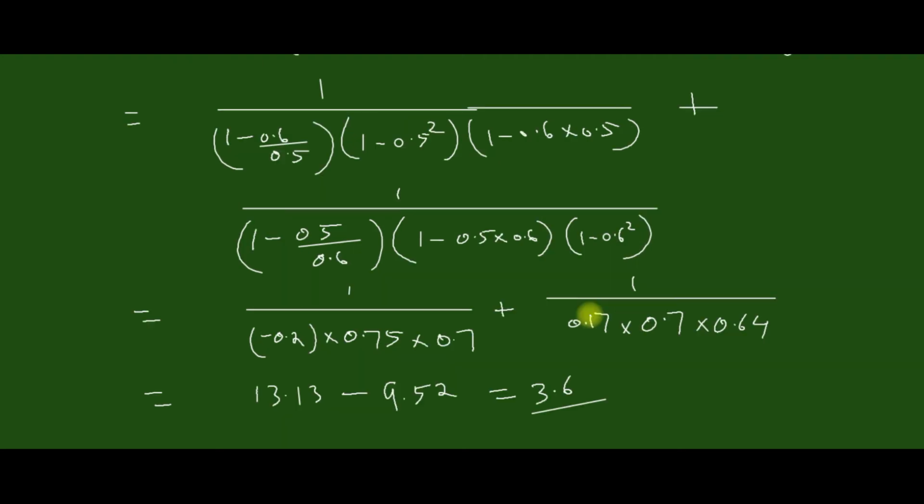Now which is equal to, now substituting and calculating, we get sigma naught 1 square equal to 3.6.